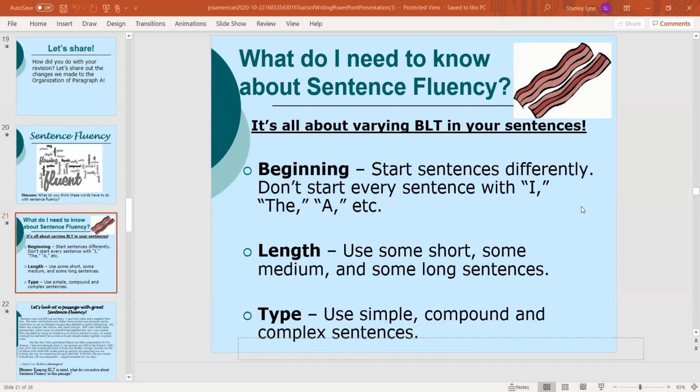B is for beginning. Start your sentences differently. Don't start every sentence with I, the, a, any same words. Make sure you're careful about that. L is for length. We discussed this already. Use some short, some medium, and some long sentences. T is for types of sentences. Use simple, compound, and complex sentences in your essay.